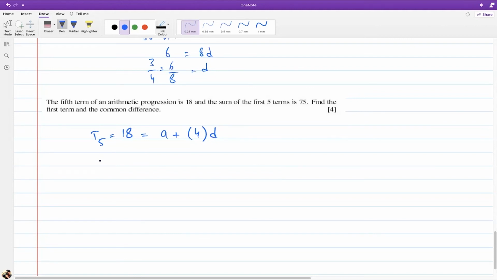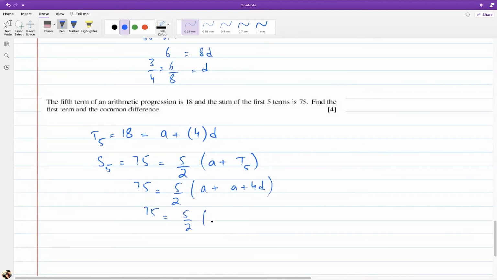And the sum of the first 5 terms is 75. How would that have come about? I will have 5 by 2 pairs of the first term and the 5th term. Only then would I have this 75. So that will be 75 is equal to 5 by 2 (a plus 4d), that is 75 is equal to 5 by 2 (2a plus 4d). I'll just simplify this now.